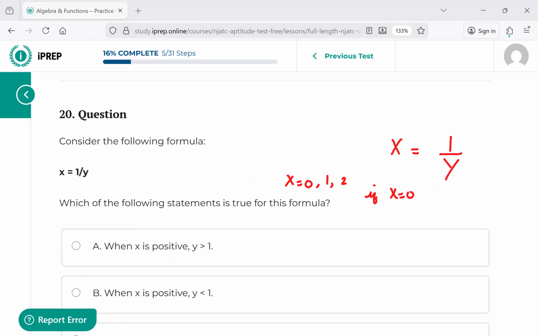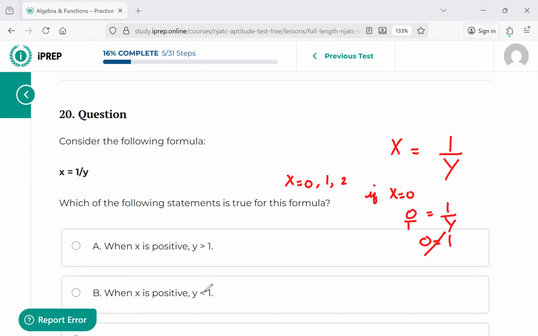Let's see. So it's going to be 0 equals 1 over y. And then this can't work. 0 times y is 0. That's null. And so this isn't true, right? When x is positive, y is always greater than 1. So what if x was 0, which is technically positive? This gives me a false statement, so it's not A.